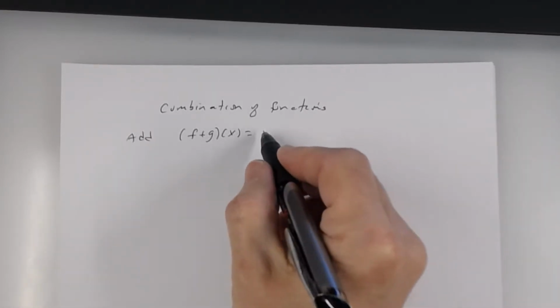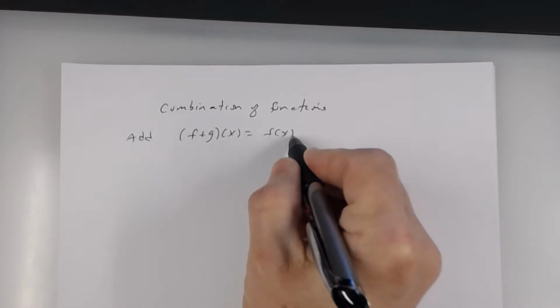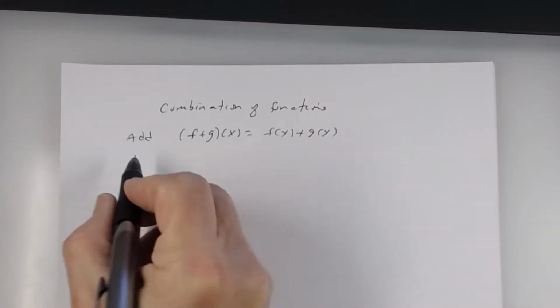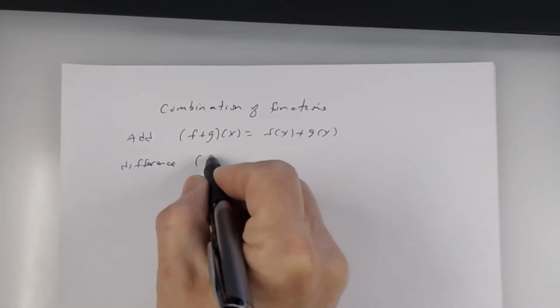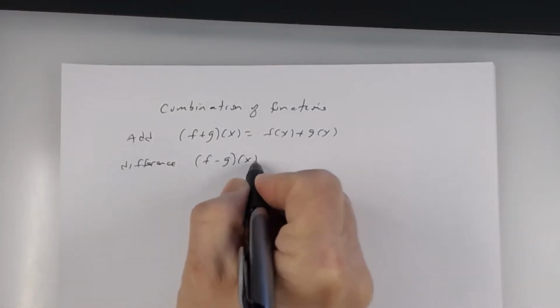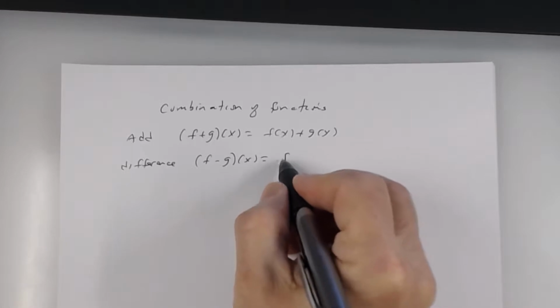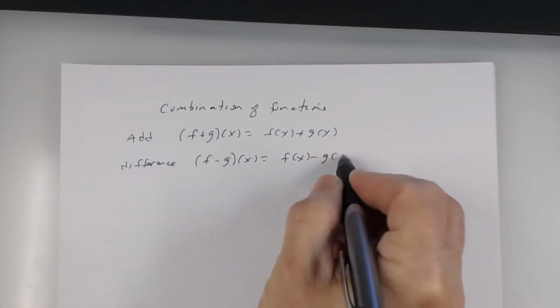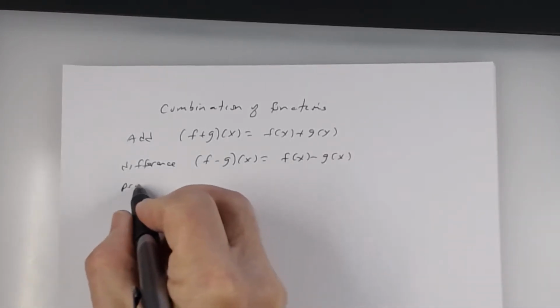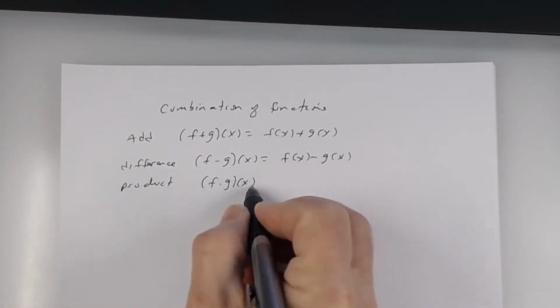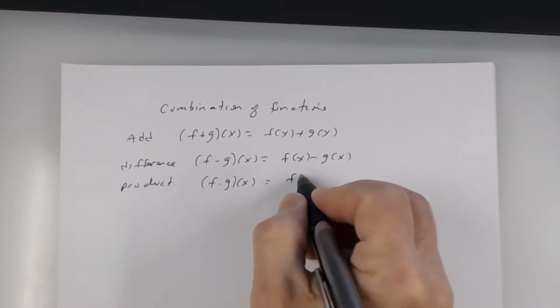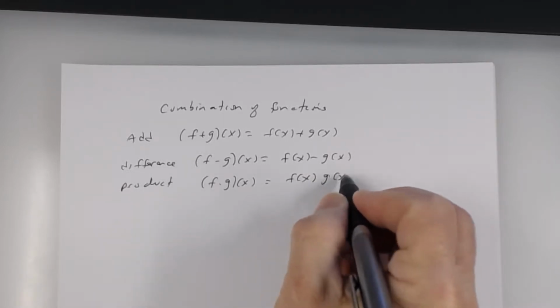What's that the same as? F of X plus G of X. Okay, good. So if you have the difference, so if you had F minus G at X, then by definition, what is that? F of X minus G of X. Okay, and then you saw product. So if you have F times G at X, then that would be F of X times G of X.